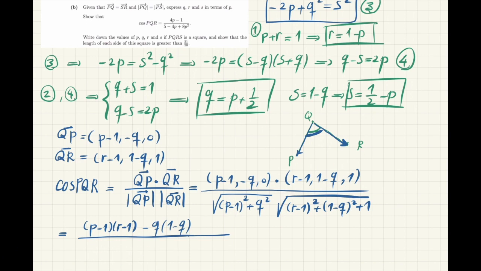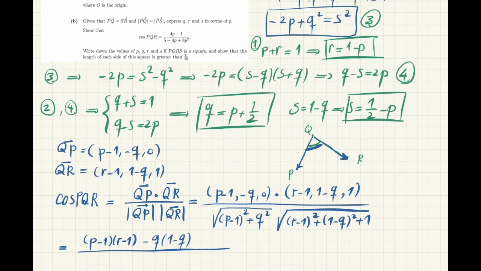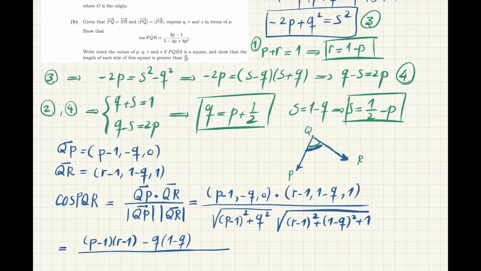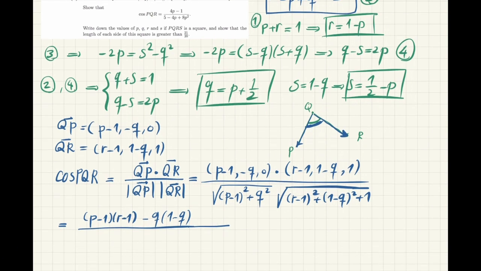Let us simplify the algebra a little bit. Because if you look at the expression you are supposed to find, everything is expressed in terms of P. So finally I have to be able to get rid of R and Q in favor of P. But I can immediately do that because I know what Q is. Q is P plus 1/2. Okay, so let me just write it down for the time being. P minus 1 to the 2 plus Q to the 2, multiplied by R minus 1 to the 2 plus 1 minus Q to the 2 plus 1.